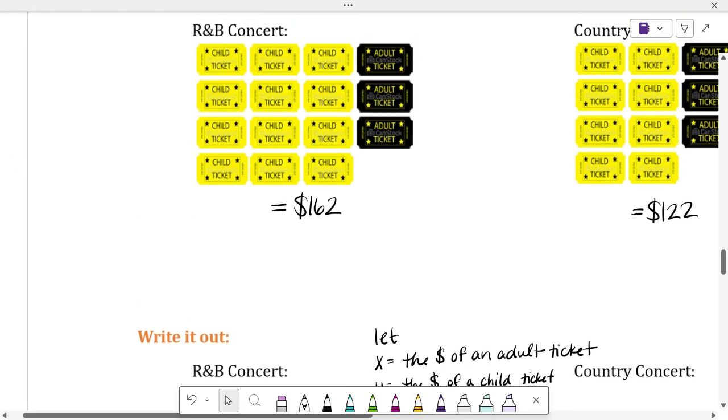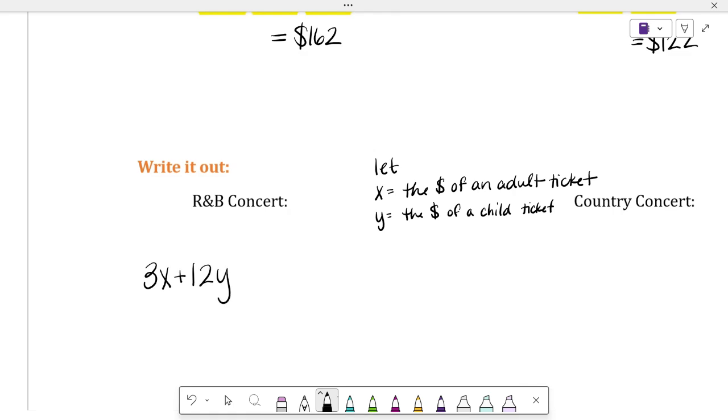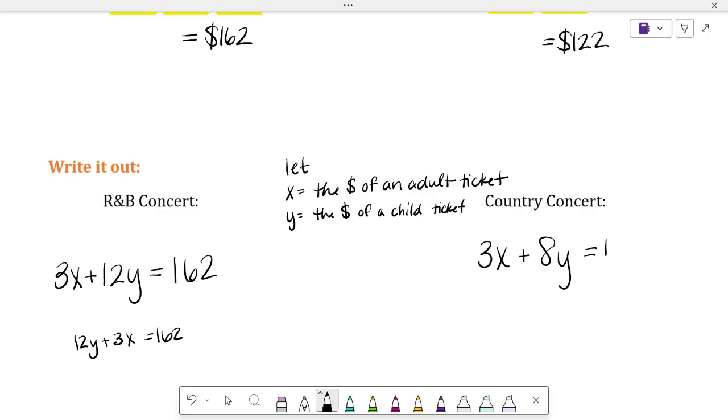In the R&B concert, we had 3 adult tickets and 12 children tickets. So 3x plus 12y, and that equaled $162. If you were to write it as 12y plus 3x equals 162, those are equivalent. It does not matter the order. For the country concert, we also had 3 adults, so 3x, but this time we only had 8 children, so 8y, and our total was 122.